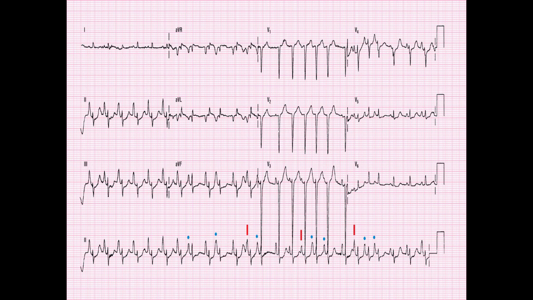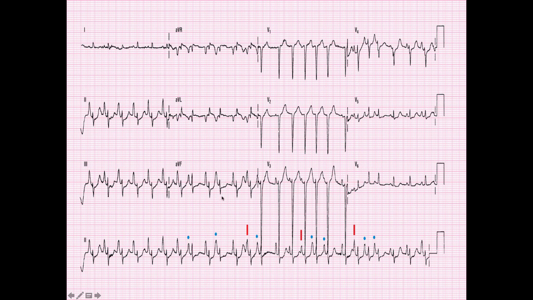So first, what is our rhythm? Well, our rhythm is a sinus rhythm. Looks a little fast, but it's still a sinus rhythm. What's our axis? Lead 1 is upright. AVF is mostly negative, and you're like, what is going on here? These are P waves. All these big old boys are P waves.